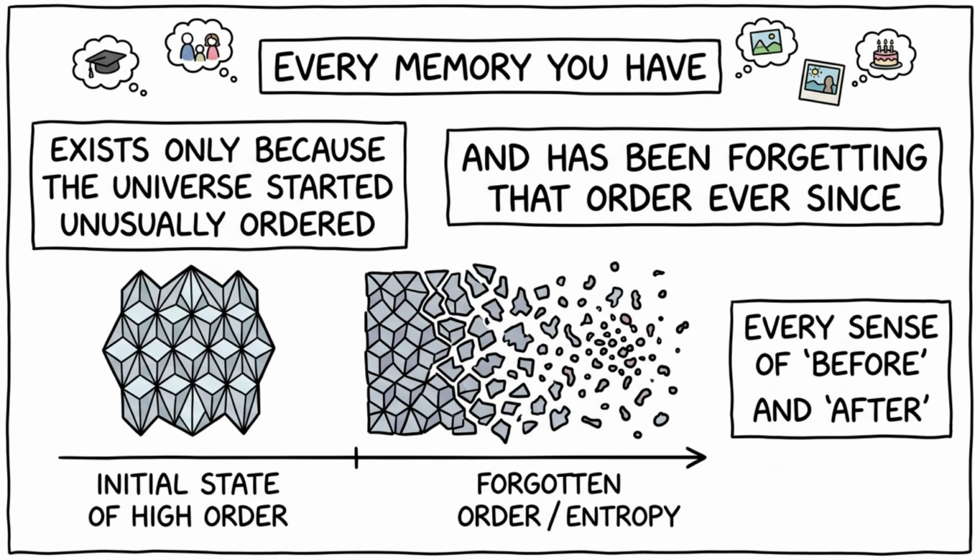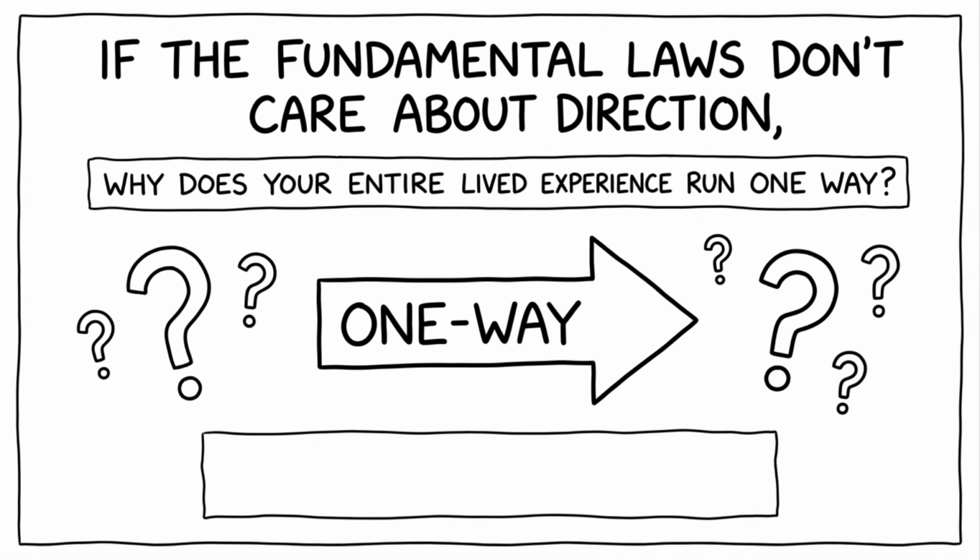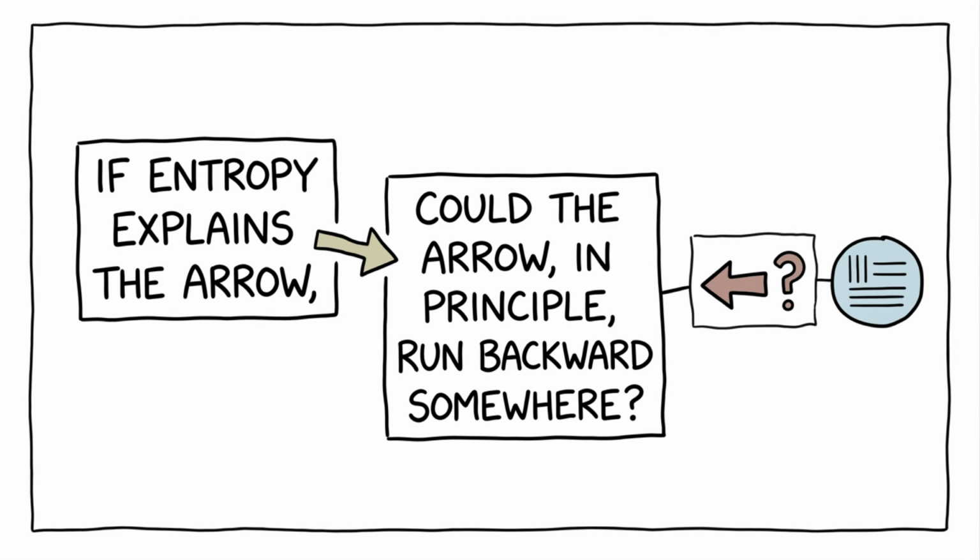Every memory you have, every sense of before and after, exists only because the universe started unusually ordered and has been forgetting that order ever since. If the fundamental laws don't care about direction, why does your entire lived experience run only one way? If entropy explains the arrow, some physicists asked whether the arrow could, in principle, run backward somewhere.